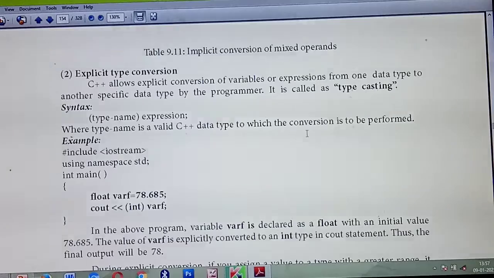That is called which one? Explicit conversion. We also call this typecasting. The programmer is going to convert from one data type to the next data type. That process we call explicit conversion or typecasting. Very, very important question. See the syntax. How you need to give it: type name. First you should give the data type name, then the expression. So here the type name is given along with a valid data type, that is integer or float or anything.